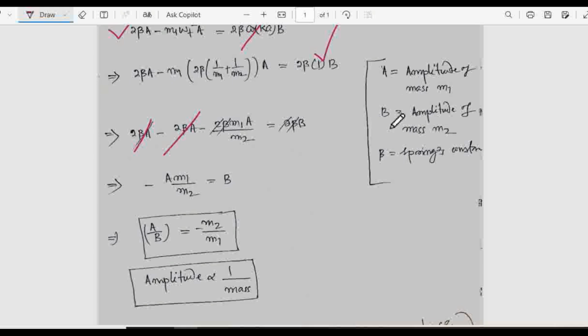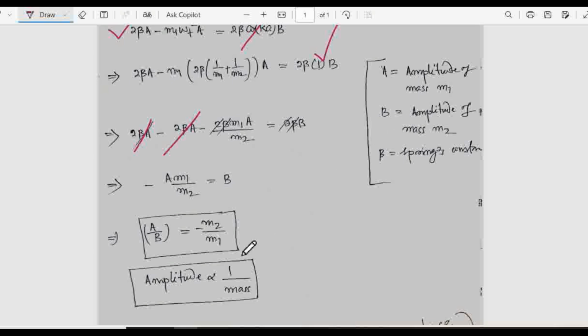That means the two atoms are connected with some bond, and that bond vibrates with some frequency. That spring nature of that bond has some spring constant. That spring constant is beta.